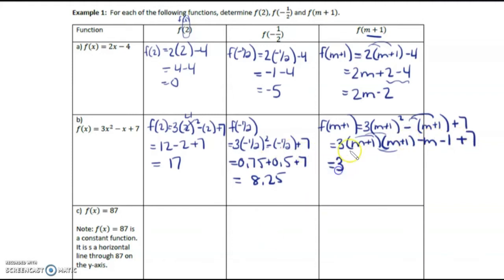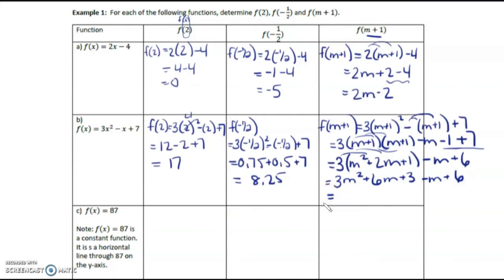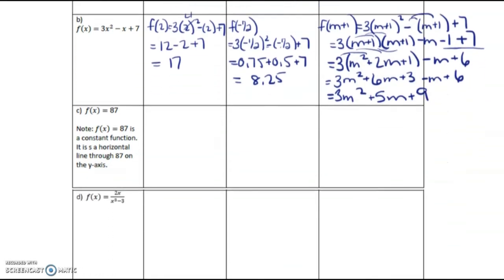Now, let's do 2 at a time. Leave the 3 there and let's expand m plus 1 times m plus 1. So we get m squared plus 2m plus 1. Minus m, we can collect these, make it a little bit shorter, plus 6. Now let's expand that 3 into the bracket. 3m squared plus 6m plus 3 minus m plus 6. Now let's collect like terms. We get 3m squared, 6m minus m, we get 5m, 3 plus 6, we get 9.